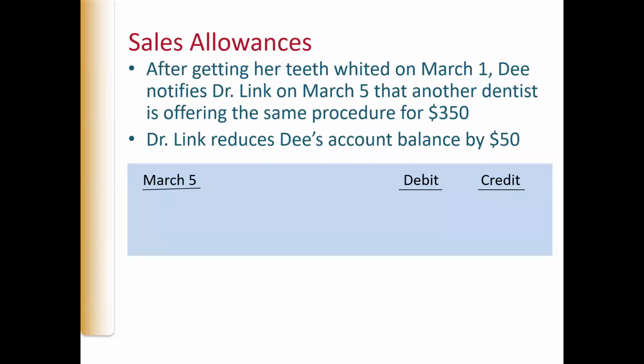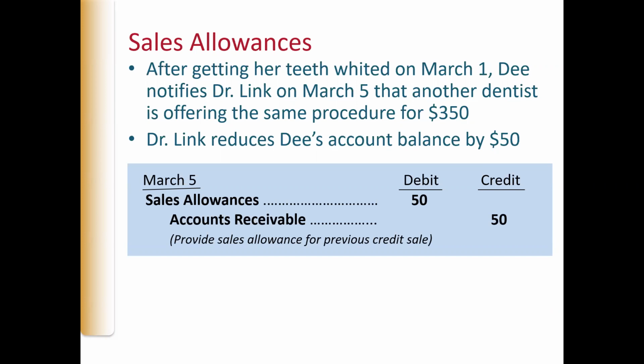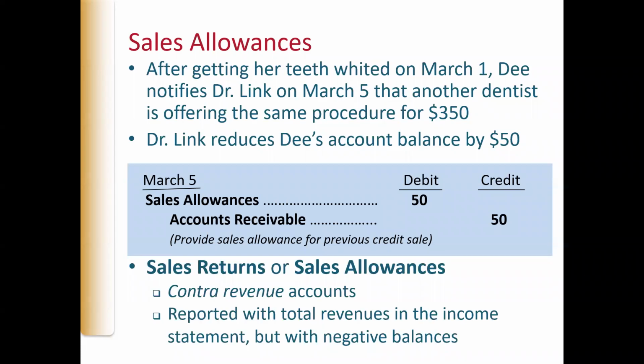So a sales allowance: after getting her teeth whitened, not whited, on March 1st, D notifies Dr. Link on March 5th that another dentist is offering the same procedure for $350. So Dr. Link reduces D's account by $50. So the procedure has already occurred. The account has already been shown. And when Dr. Link, a week later, reduces the account, we truly show a debit to a sales allowance account, and we reduce our accounts receivable by $50 because she is not going to owe that much money anymore.